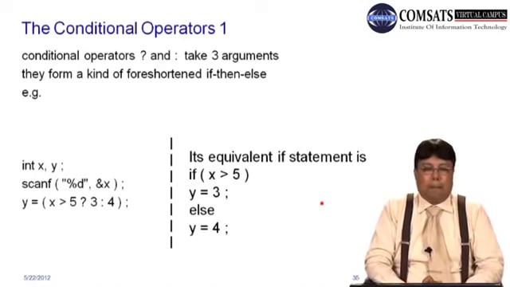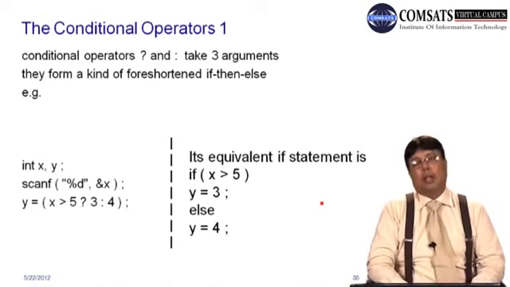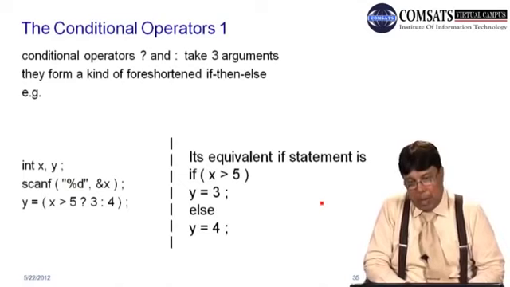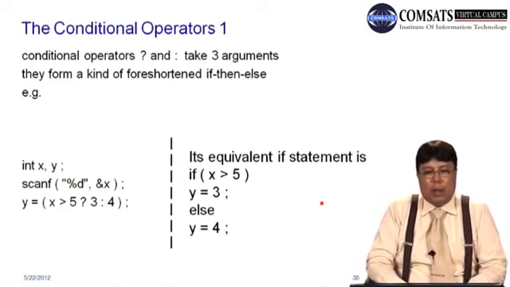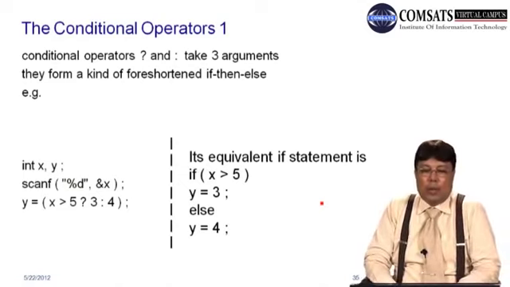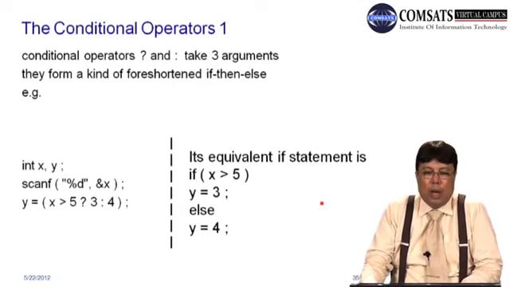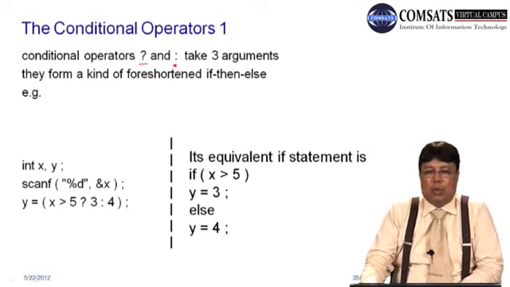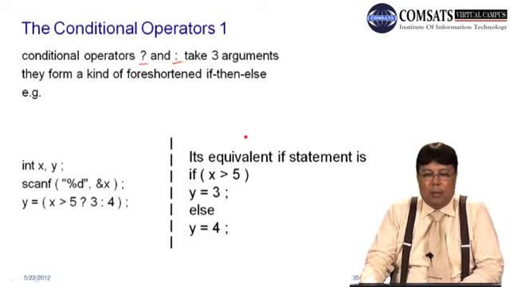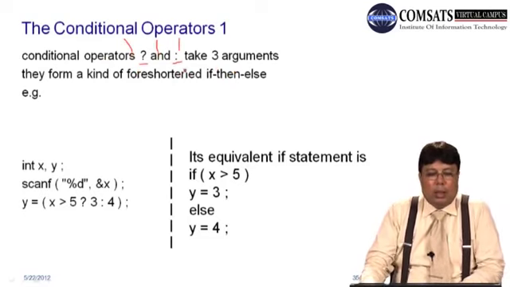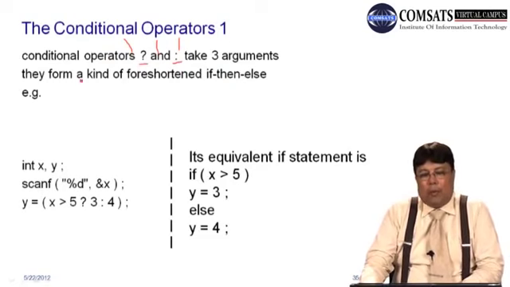Now finally, the last topic of this lecture is the conditional operator. This conditional operator is basically a combination of question mark and colon. We combine these two operators together. So they take 3 arguments, one before this, second in between, third is here. There are 3 arguments. They form a kind of shorthand if then else.